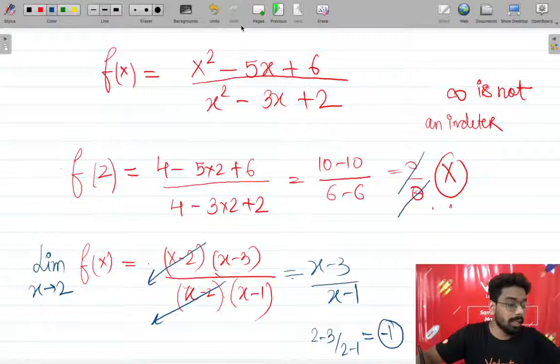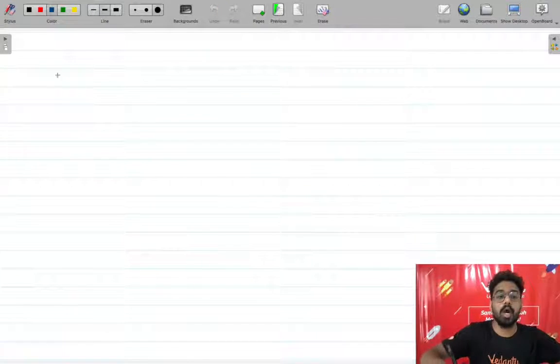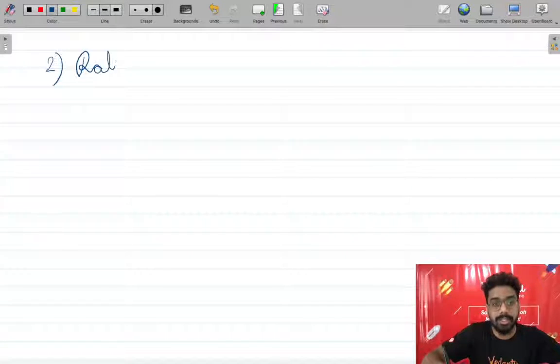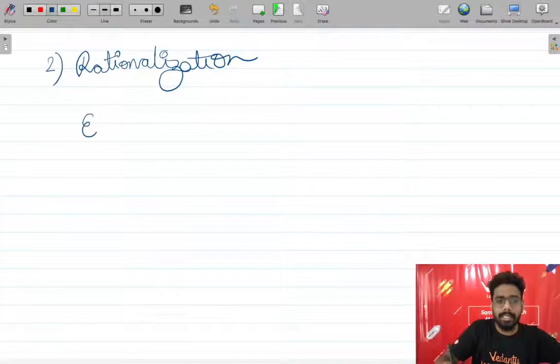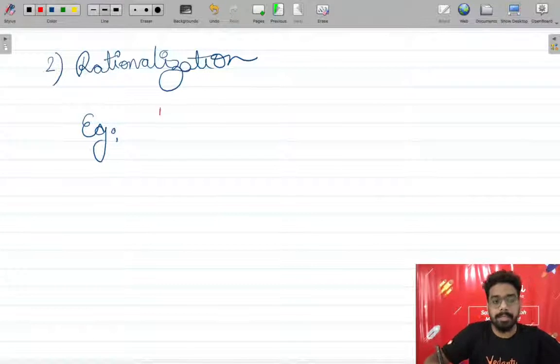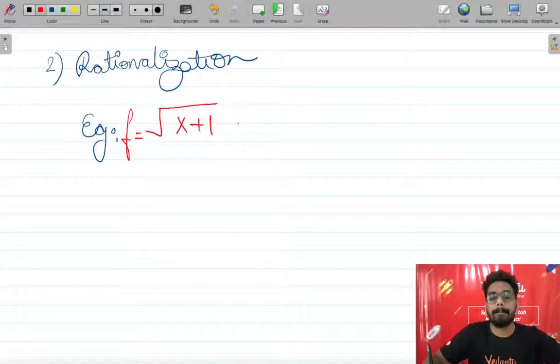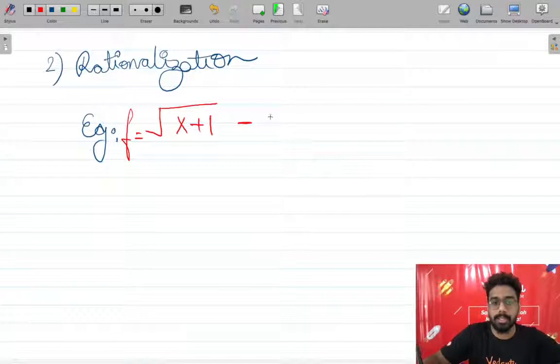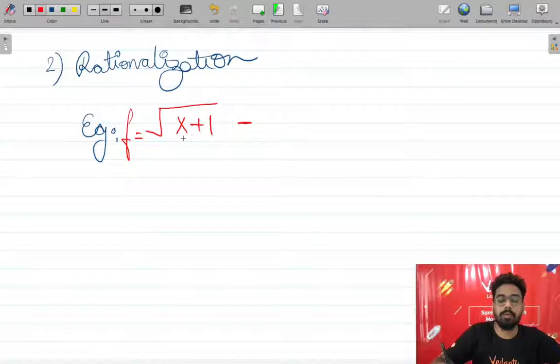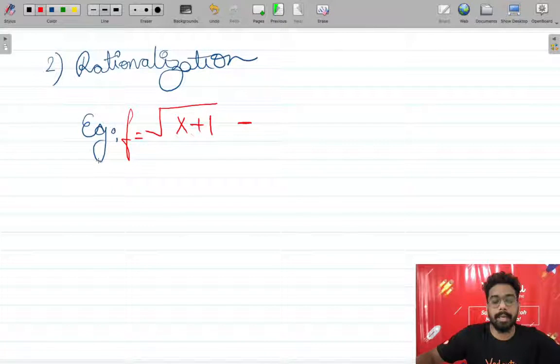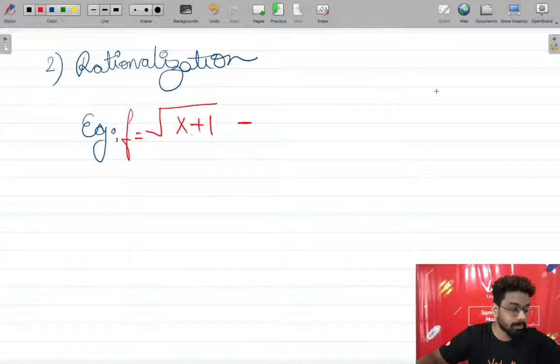The next point over here is rationalization. Second point is for rationalization. Now, let's take a simple example in rationalization. Let's say this is a function f equals root of x plus 1, minus, let's say this is 4, and this is 2. Fine. So here I am writing the question: f equals root of x plus 4 minus 2. Okay?